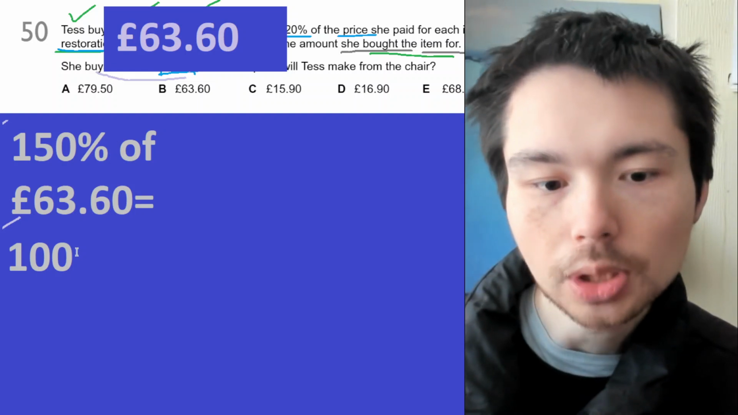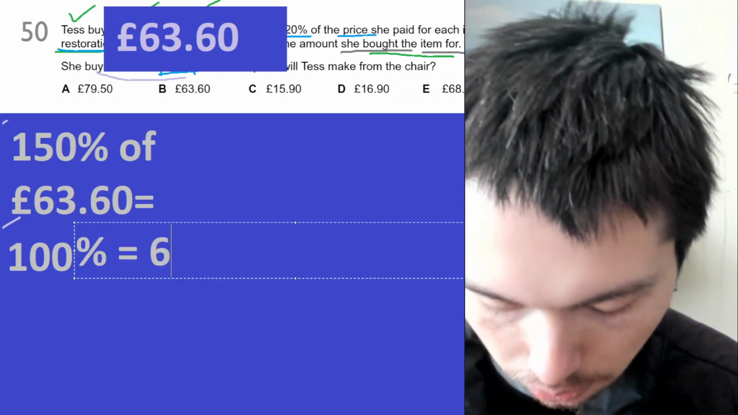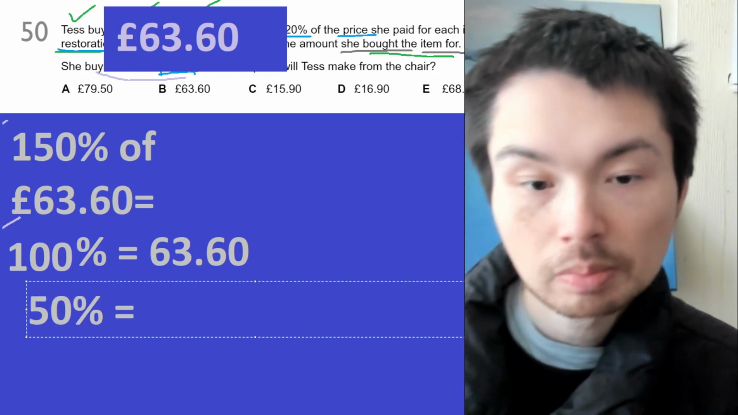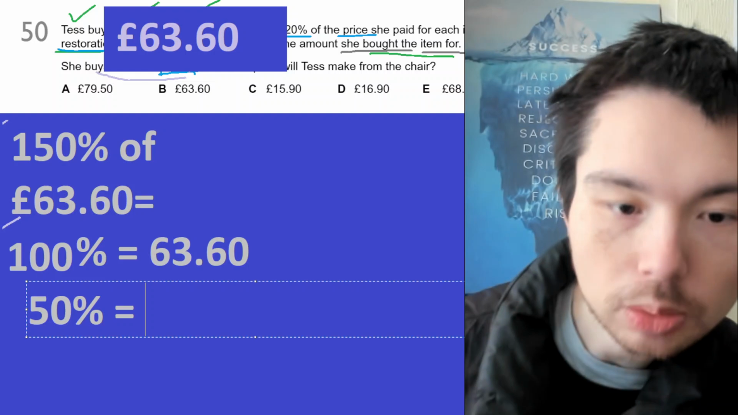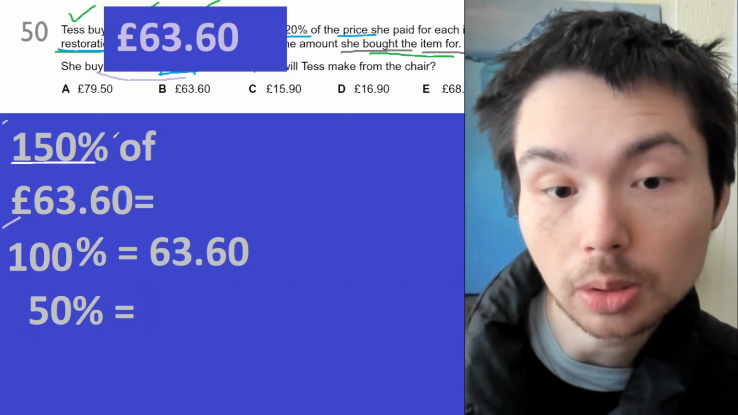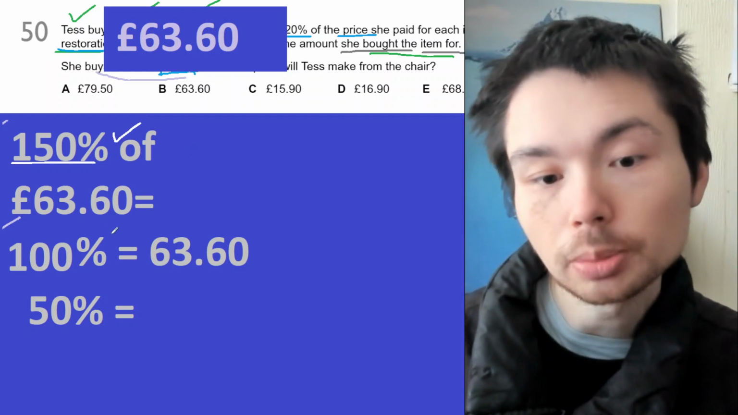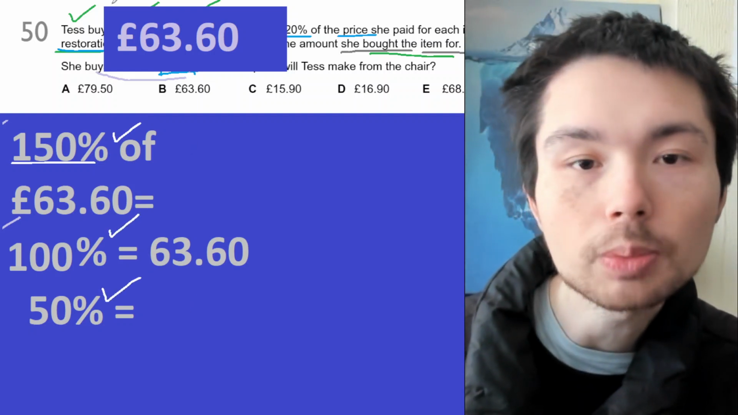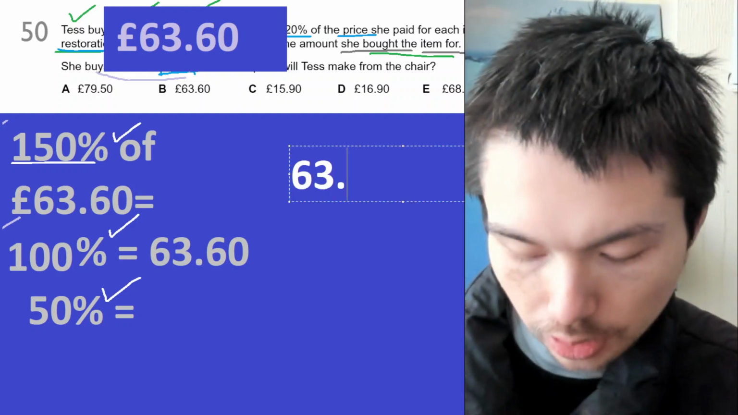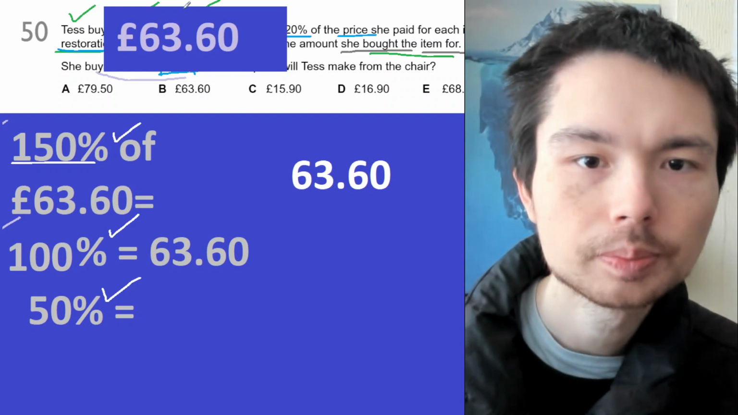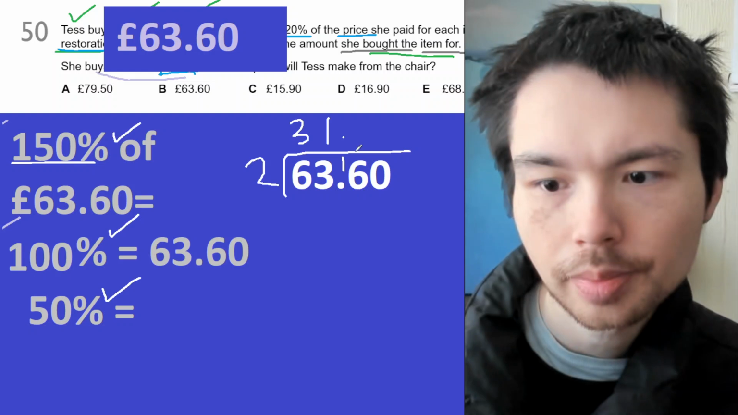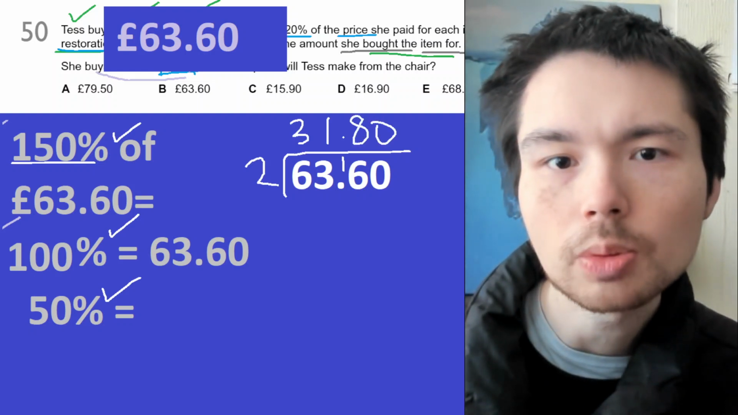100% is £63.60. Then 50% will be, well, we just need to halve it. So why is William doing this? Because if you look at the number 150%, well, there must be a way to get to it. 100% is the first way, then 50%, and then we can add them up. So let's halve this number. You can do short division on the side. 63.60 divide 2. That will be 318, 3180.